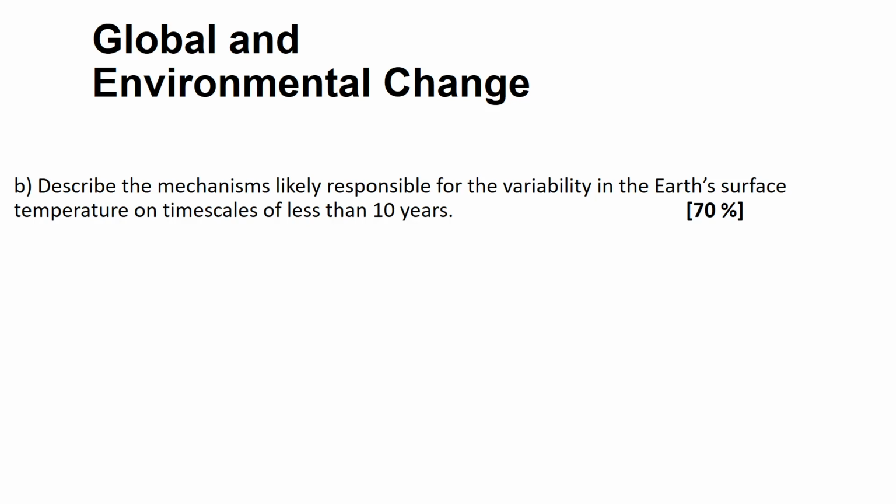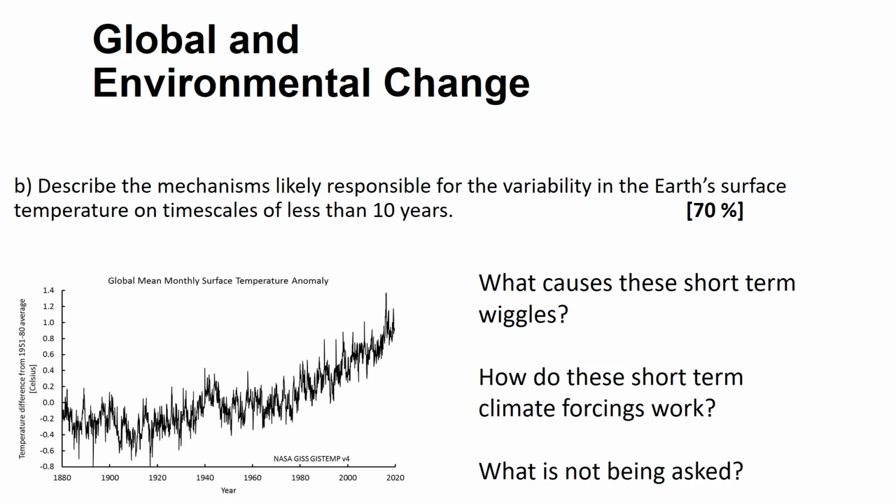So describe the mechanisms. So we're looking for some descriptions of processes and ways that the Earth's climate has changed that are likely responsible for the variability in the Earth's surface temperature on timescales less than 10 years. Okay, so let's have a look at that graph again. I think where this went a little bit astray for quite a lot of people is that they didn't really grasp this last part on variability in the Earth's surface temperature on timescales of less than 10 years.